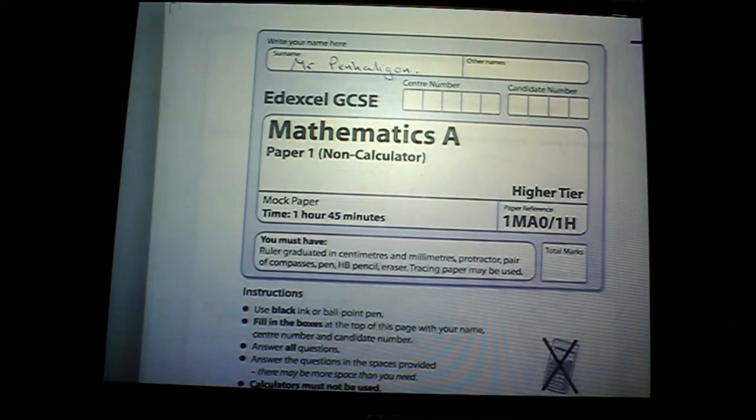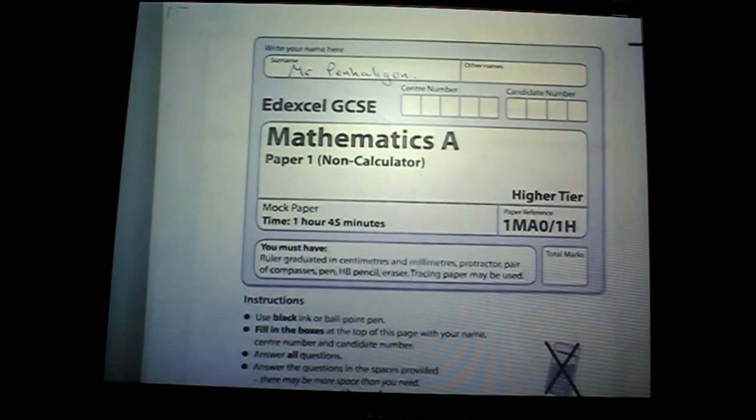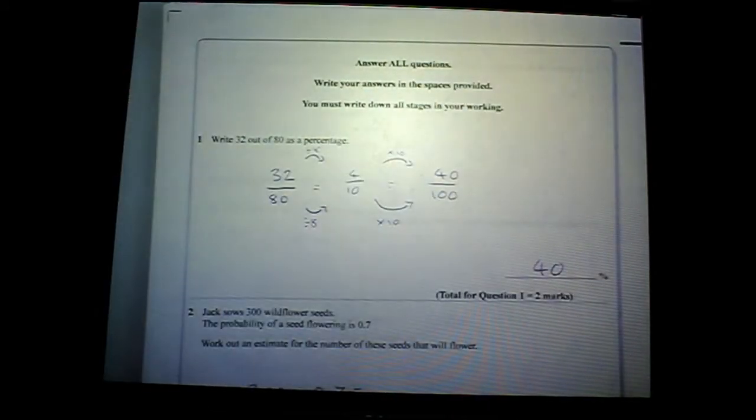Okay, this is the higher mock non-calculator paper. This was not used in an official exam, but it's a good practice paper to go through. Question 1. Write 32 out of 80 as a percentage.